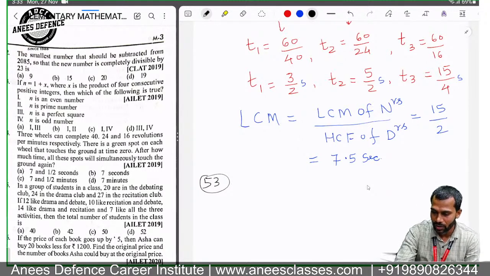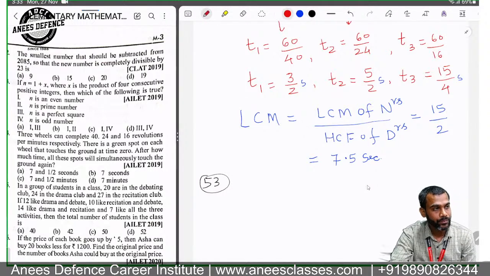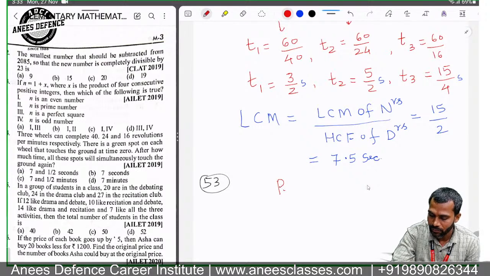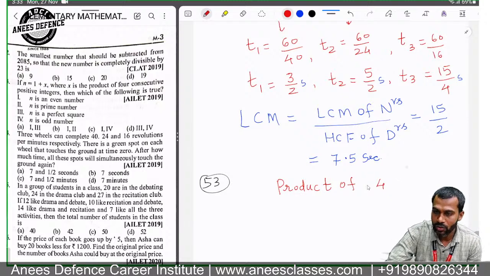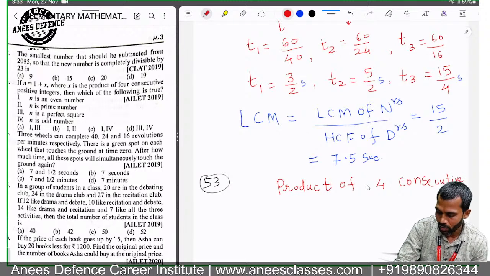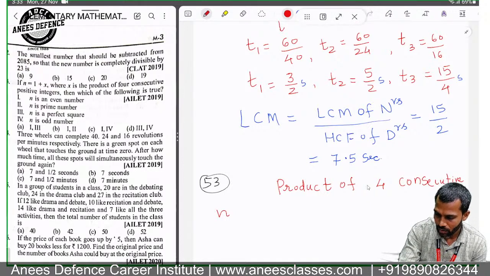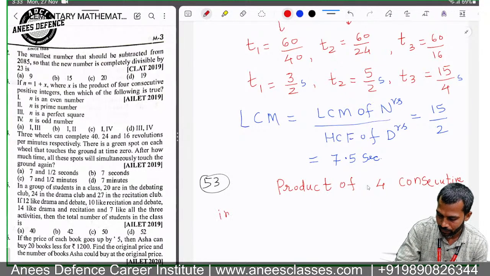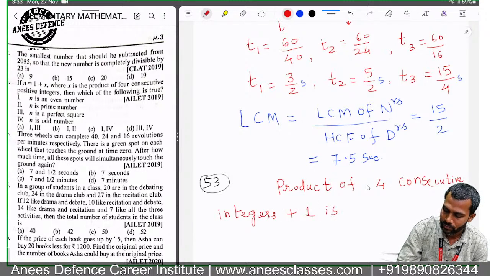So what is the property? Please note it down. Product of 4 consecutive integers plus 1 is a perfect square. Please write. Yes, online students, have you understood? Product of 4 consecutive integers, yes or no? Plus 1 is a perfect square.